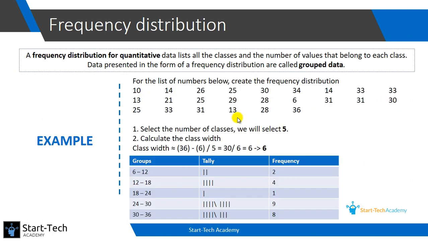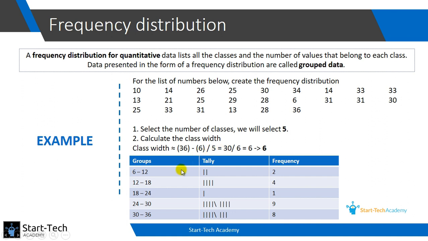This is the continuous data that I have. It's a set of 24 numbers, and I want to segregate it into 5 equal classes. So I have selected the number of classes, which is 5. Now I want to find out the class width. I told you class width is found by subtracting minimum value from the maximum value. Minimum value for this set of numbers is 6, and the maximum value is 36. So 36 minus 6 divided by number of classes, which is 5. So it comes out to 6.